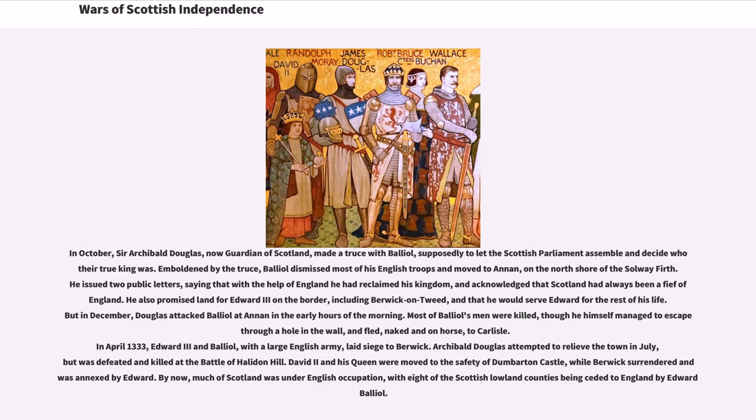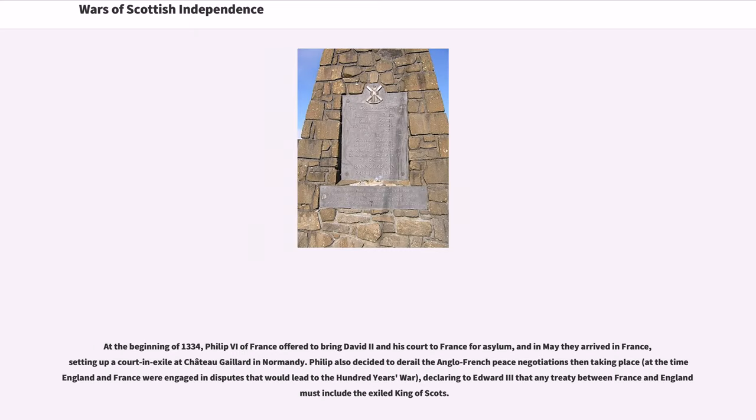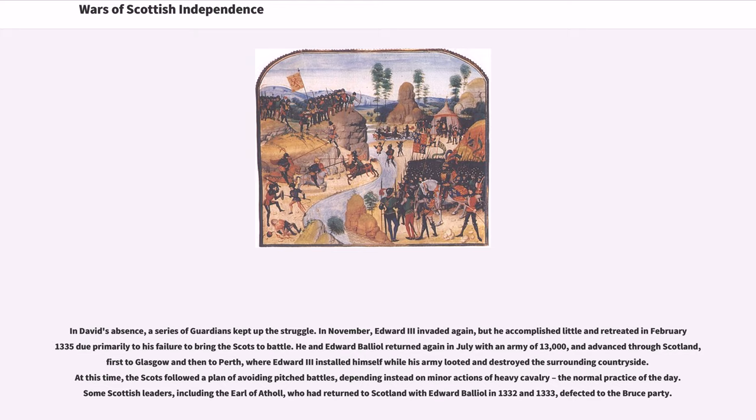England by Edward Balliol. At the beginning of 1334, Philip VI of France offered to bring David II and his court to France for asylum, and in May they arrived in France, setting up a court in exile at Chateau Gaillard in Normandy. Philip also decided to derail the Anglo-French peace negotiations then taking place, declaring to Edward III that any treaty between France and England must include the exiled King of Scots. In David's absence, a series of guardians kept up the struggle.